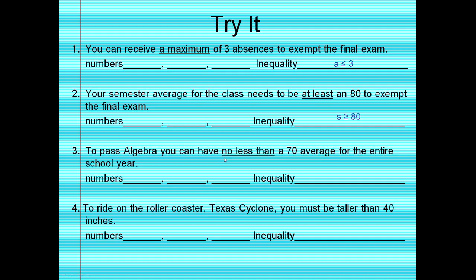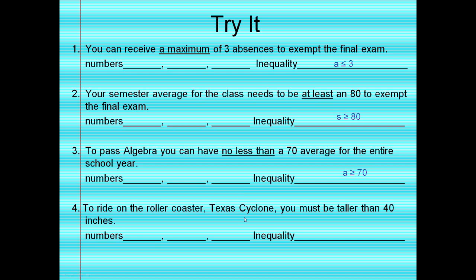Okay, let's go to number 3. To pass algebra, you can have no less than a 70 average for the entire school year. So to pass, your average must be 70 or above. Fill in the blanks with 3 possible values for your average, and then write an inequality. Your inequality should be A is greater than or equal to 70. As long as your numbers were 70 or above, you have correct numbers.